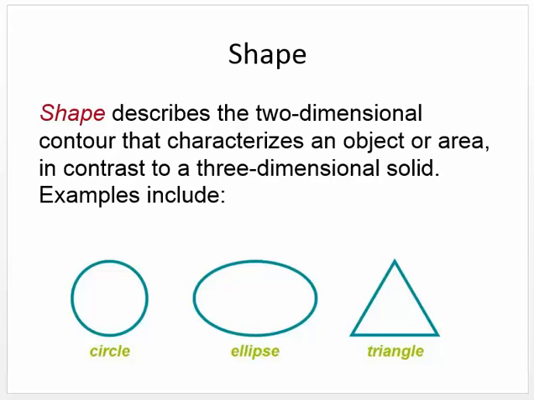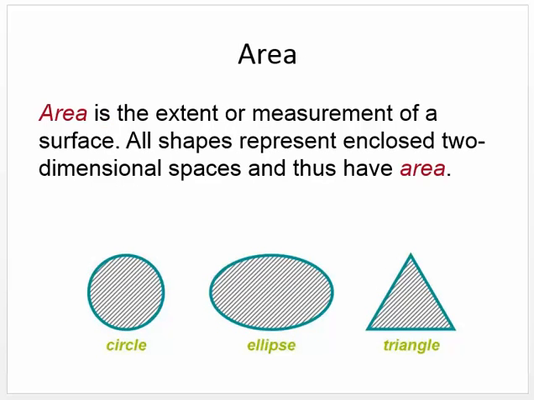And that's one of the things I want to really point out here: sometimes I hear students say, well, is it a box-like shape? Well, it can't be a box-like shape because a box is a three-dimensional figure. So area and shape are really talking about the same thing. Area, slash shape.